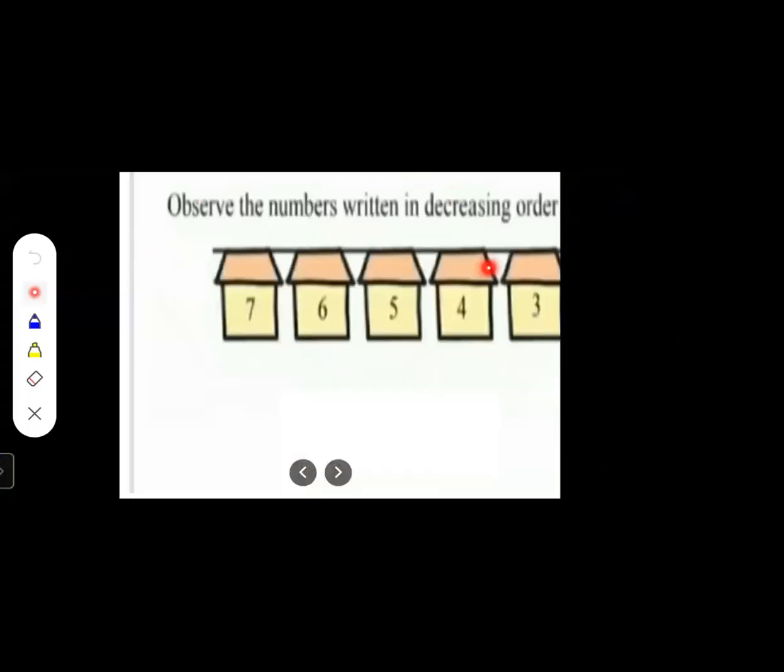Now, observe these numbers. See, 7, 6, 5, 4, 3. Which order is this? 7 is the bigger number and 3 is the smaller number. So, bigger to smaller. Bigger to smaller means which order, students? Decreasing order.